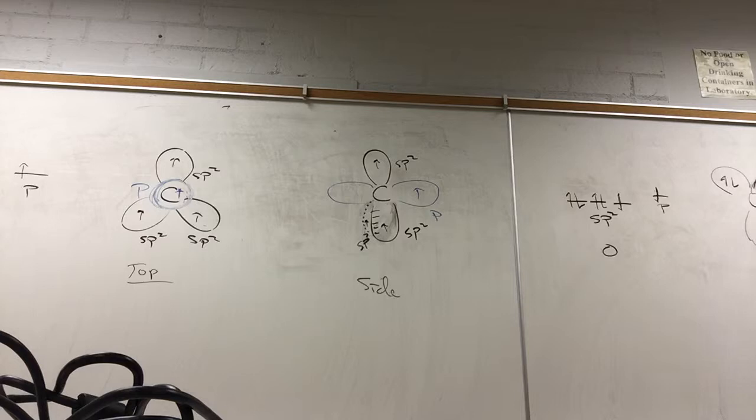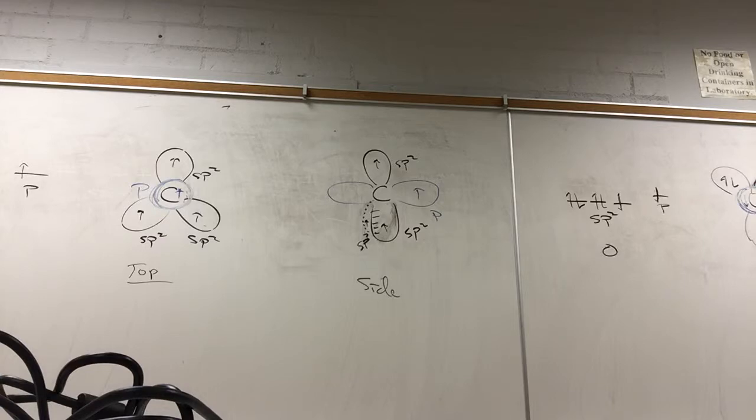So I got my 3 sp2 orbitals. Where's the p orbital? The p orbital is going to be like this, coming straight out. And this is going to be spin down. That's my p orbital here. What view is this? Is it a top view or side view? This is a top view.